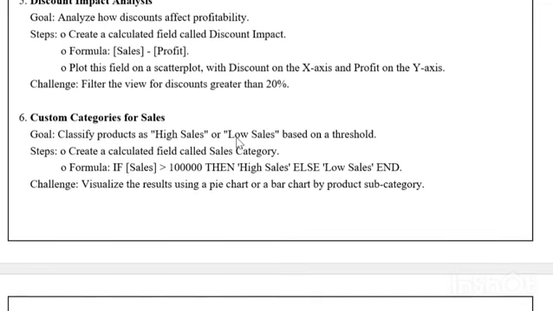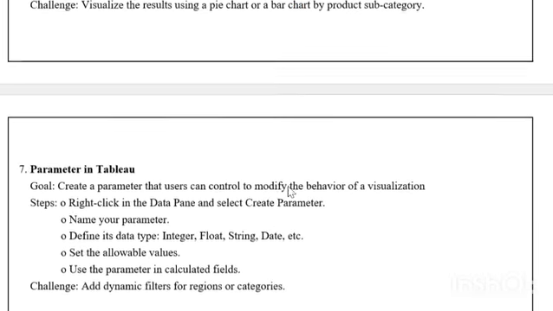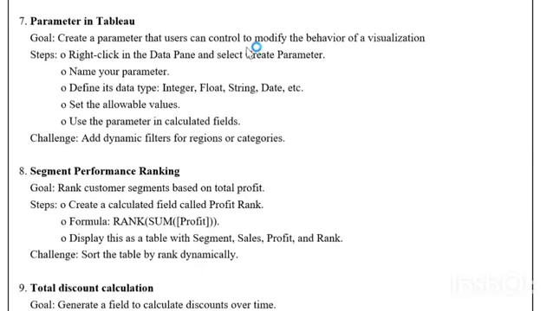I also experimented with ceiling and floor functions, which round numbers up or down. This is helpful for approximating sales or creating simplified reports without losing overall accuracy.